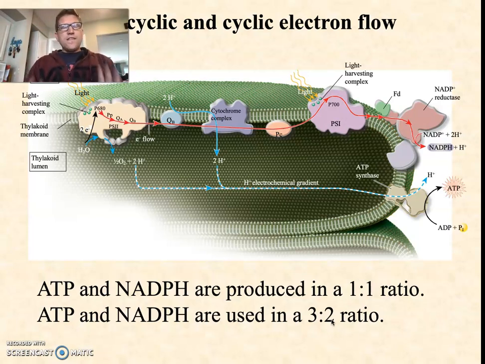So ATP and NADPH are produced in a 1-to-1 ratio, but they're consumed in a 3-to-2 ratio, and that's why cyclic electron flow is necessary. I'll explain the mechanism of cyclic electron flow in a second. First, what you need to do is hit pause and make sure this makes sense to you. Don't move on if the why doesn't make sense.